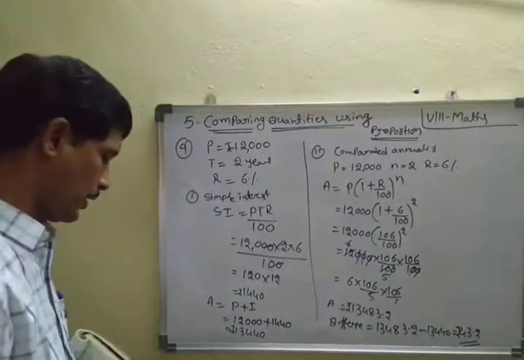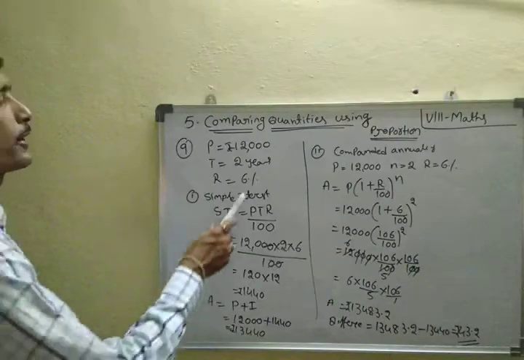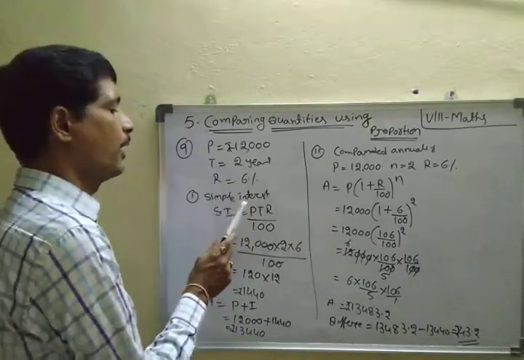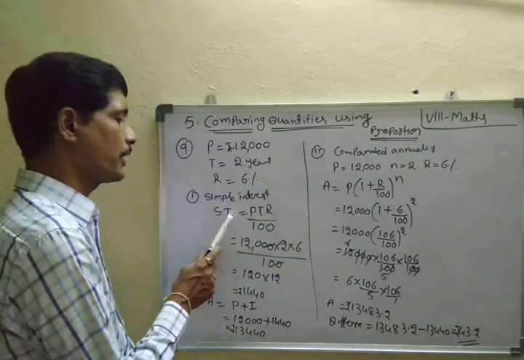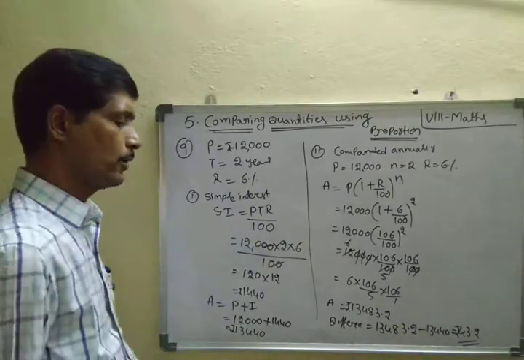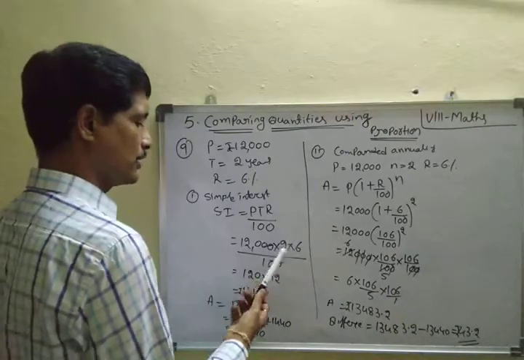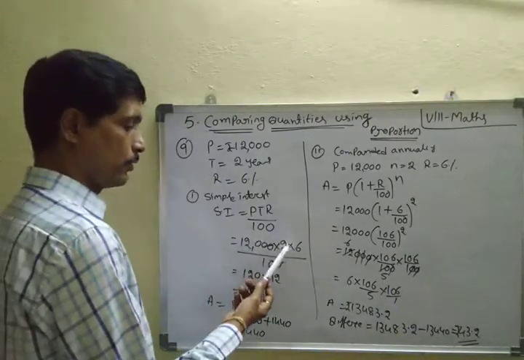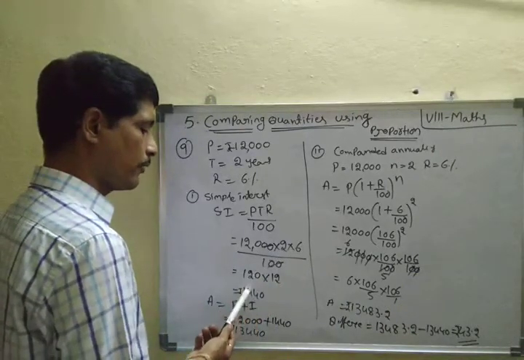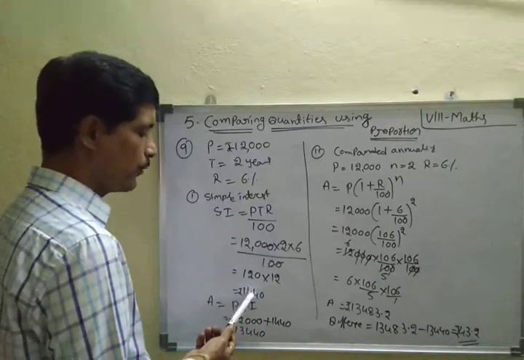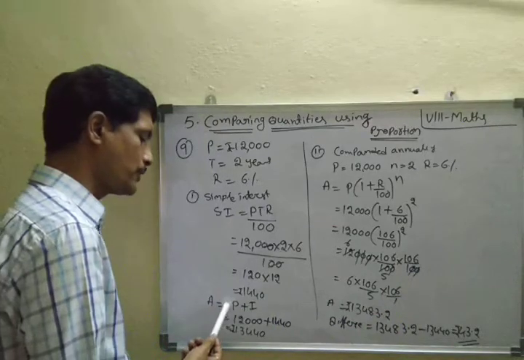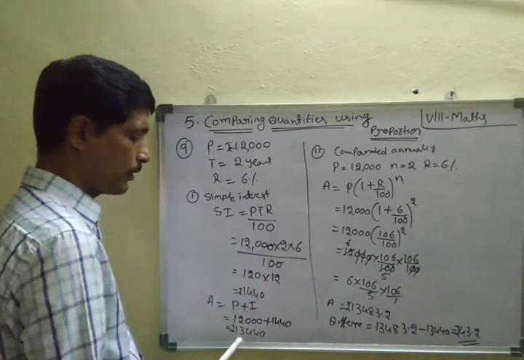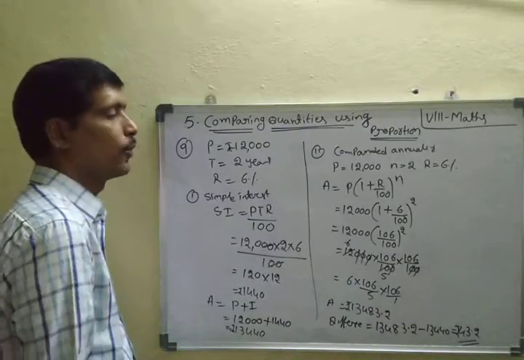Here, one more time I will see. Here principal equal to 12,000 rupees and time equal to 2 years and R equal to rate of interest, that equal to 6%. Therefore simple interest SI equal to PTR by 100, that equal to 12,000 into 2 into 6 by 100. Here 2 zeros get cancelled. 120 into 6 into 2, that is 12, 12, that is 144. Therefore 1,440 rupees. Therefore amount equal to principal plus interest, that equal to 12,000 plus 1,440 rupees, that equal to 13,440 rupees.